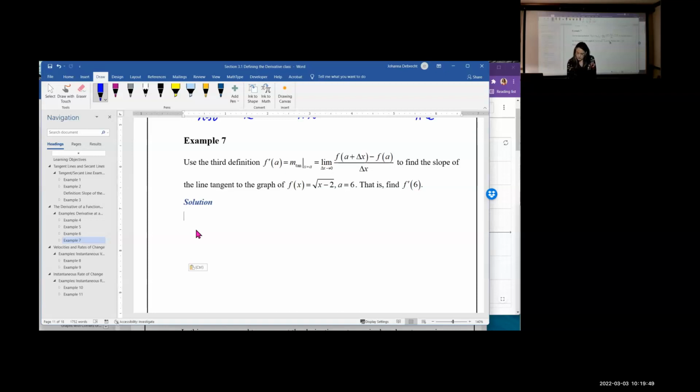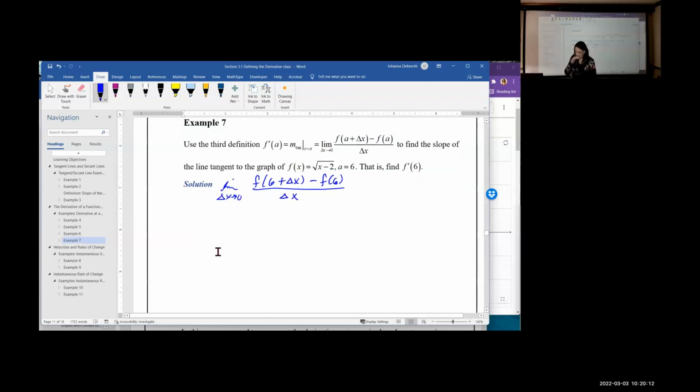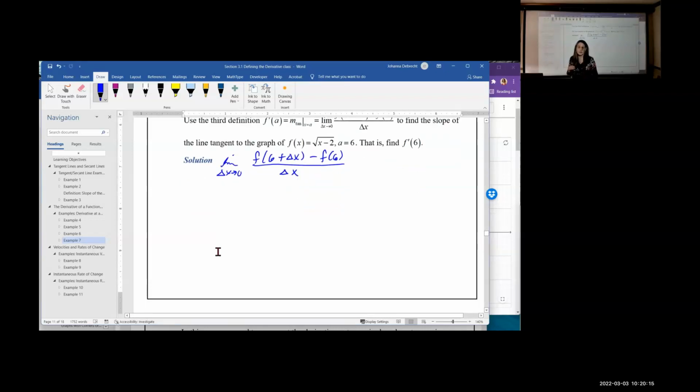We're getting close to the value of 6, and our function is square root of x minus 2. So we're going to be looking at the limit as delta x goes to 0 of f of 6 plus delta x minus f of 6, all divided by delta x. So that's what we're looking at, is that value right there. Now, this again is like the previous one in that it's more complicated. It has a more complicated formula.